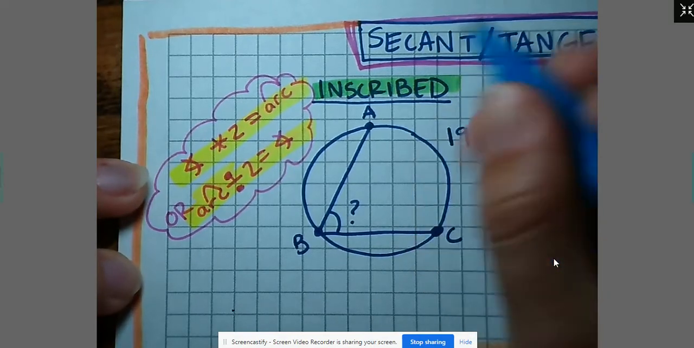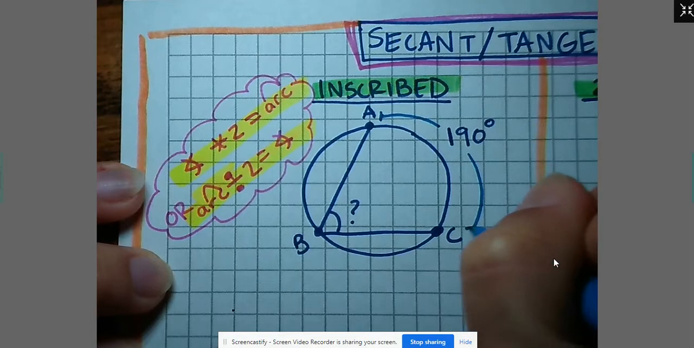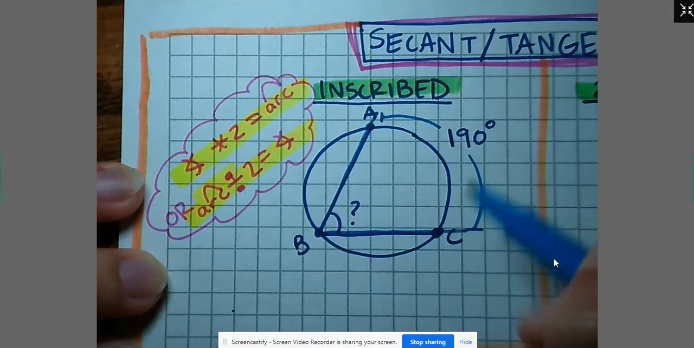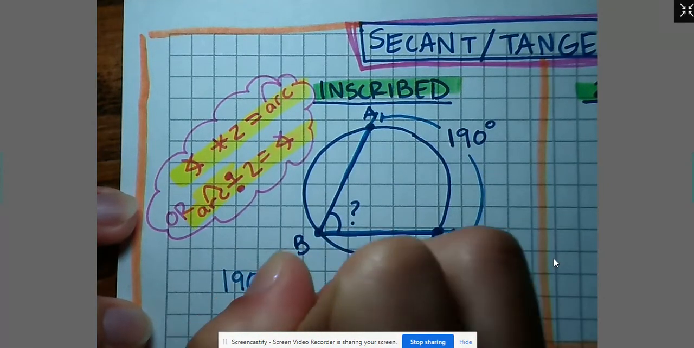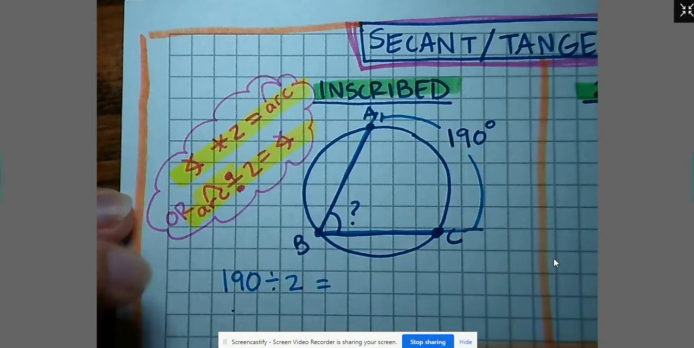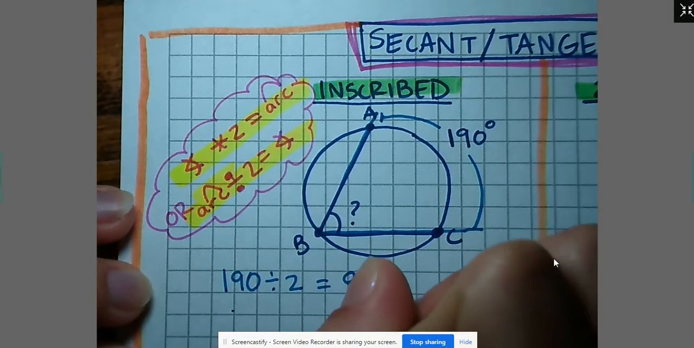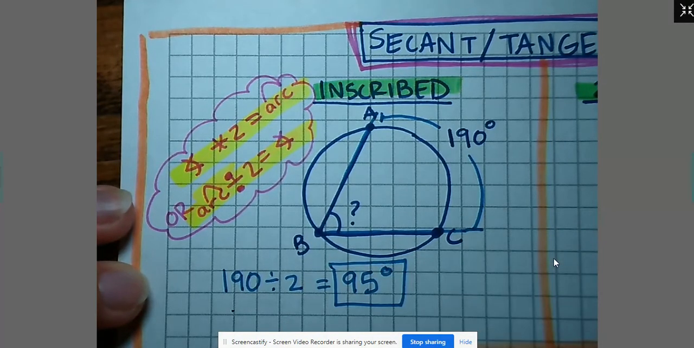Okay, so if this arc is 190 degrees, we can see that this angle opens up to it. Then the angle is going to be half of that. So it's going to be 190 divided by 2, which is going to be 95 degrees. Okay, so that's the measure of A, B, C.